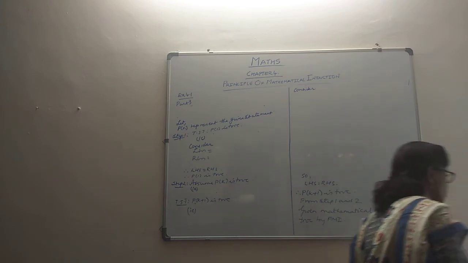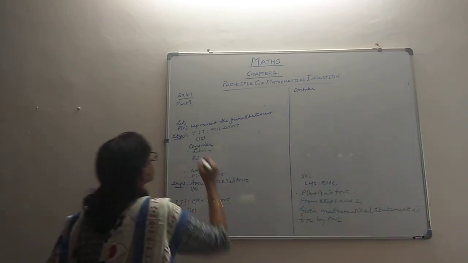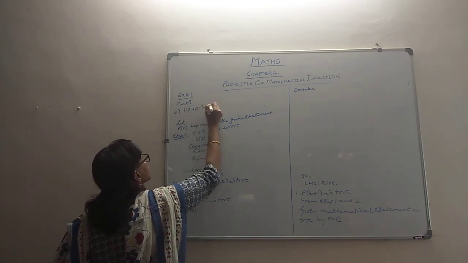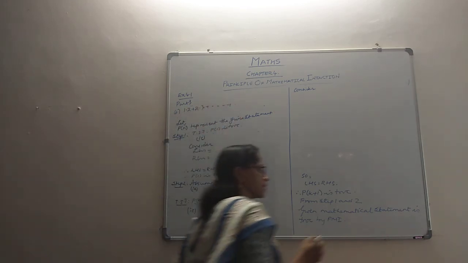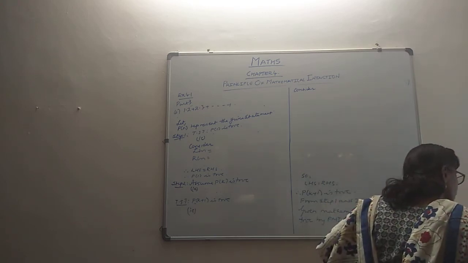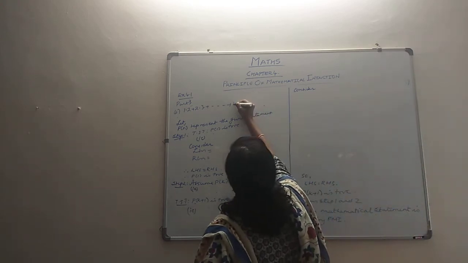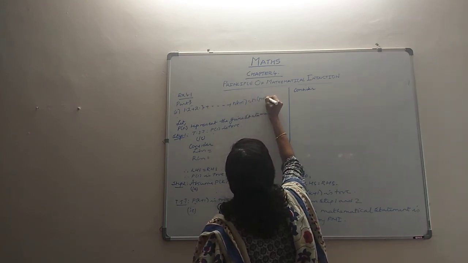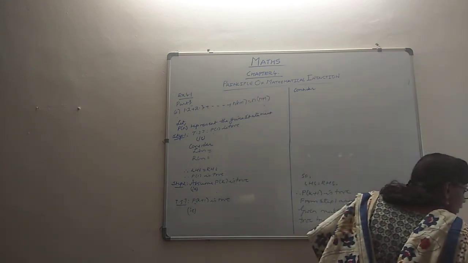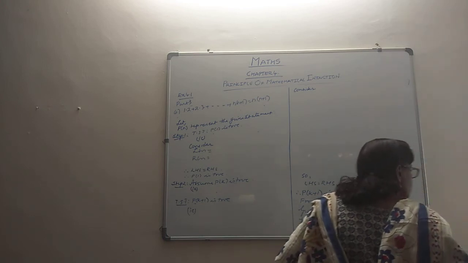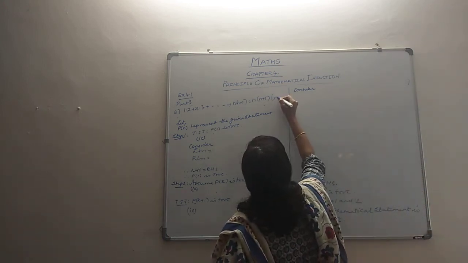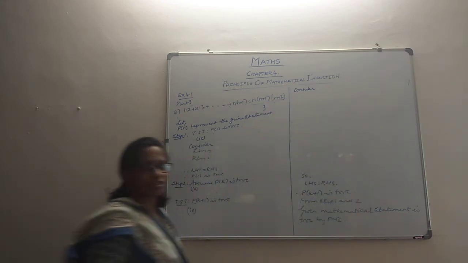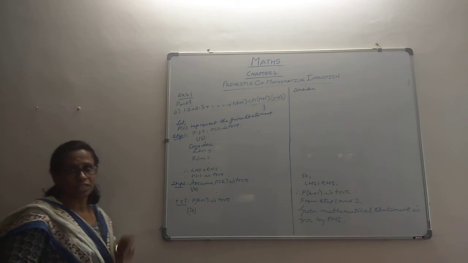It says 1 into 2, 2 into 3 and so on. So it's the sixth problem: 1 into 2 plus 2 into 3 and so on. The last term is n into n plus 1. That is equal to n into n plus 1 times n plus 2 by 3. So this is what we are supposed to be showing.